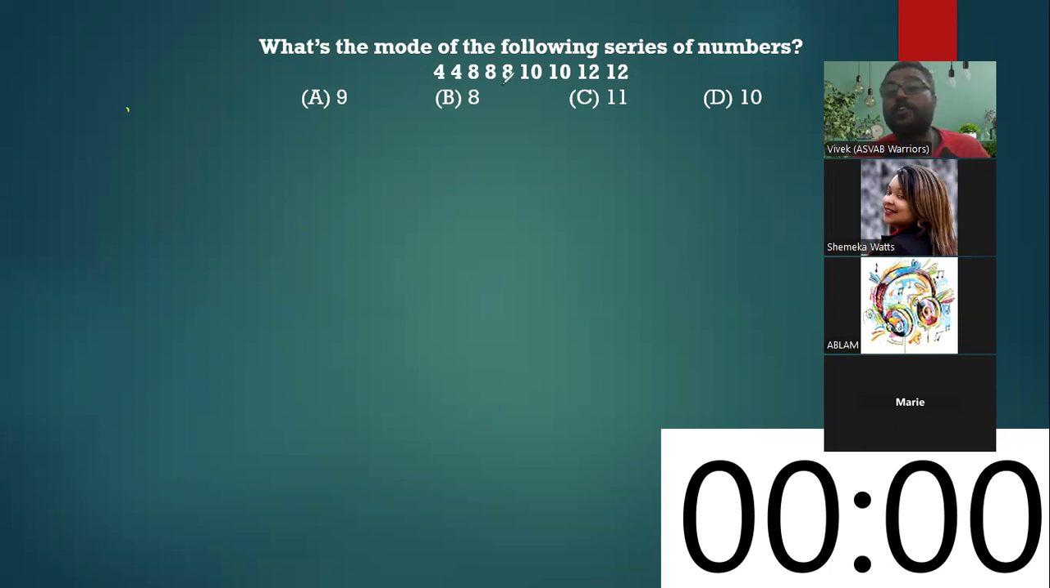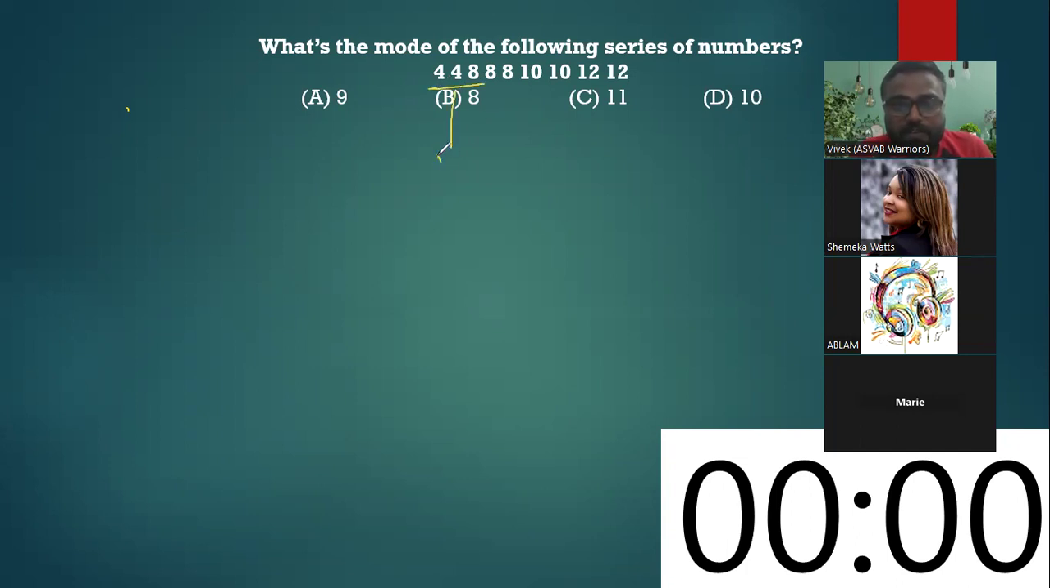So how do we solve it? What is the mode of the following series of numbers? Let's find out which number is occurring the most. Guys, this question is from the sample paper set of your ASVAB exam. So this type of question can come directly in your exam. So it's just easy peasy marks. You can just grab them.